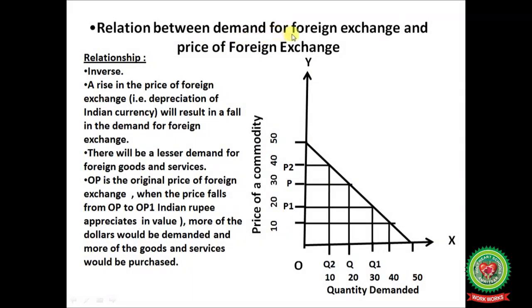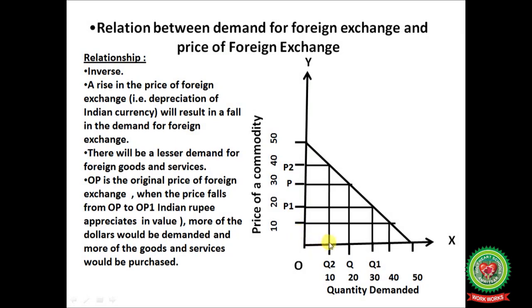Relation between demand for foreign exchange and price of foreign exchange. As you know, when there is a rise in the price of foreign exchange, the demand for foreign exchange will fall. So, in the diagram you can see prices of foreign exchange increasing from 10, 20, 30, 40 and 50, and the quantity demanded on the x-axis, that is 10, 20, 30, 40 and 50.